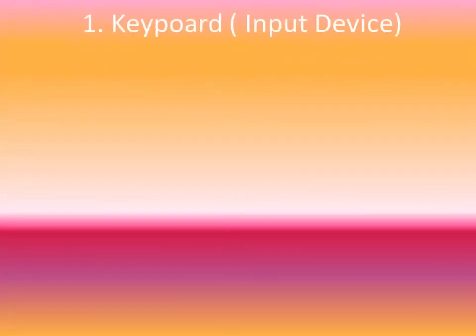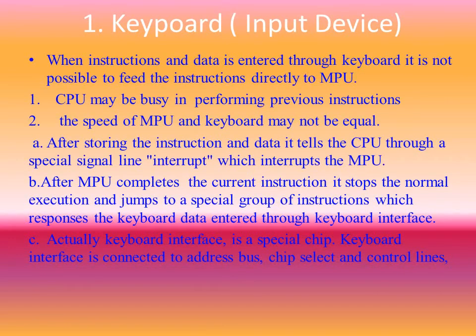See the first block, that is a keyboard. So here, when we are entering instructions through keyboard, it is not possible to transmit your data directly to the MPU or CPU, because there are two reasons. First reason is that CPU may be busy in performing previous instructions, and the second reason is that the speed of your CPU and the speed of keyboard may not be equal. So your data entered through keyboard is not directly accessed by the CPU.